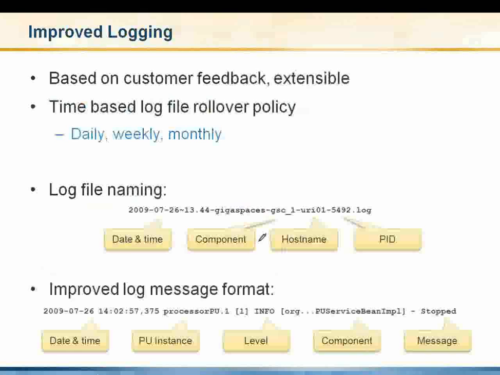In terms of log file naming, there have been some improvements. You can see that we have the process ID, the logging component, and some other relevant details. In the log messages themselves, maybe the most important change is that we now show the processing unit instance name. That means that if you run multiple instances on the same JVM, you can filter log messages based on which processing unit printed them.